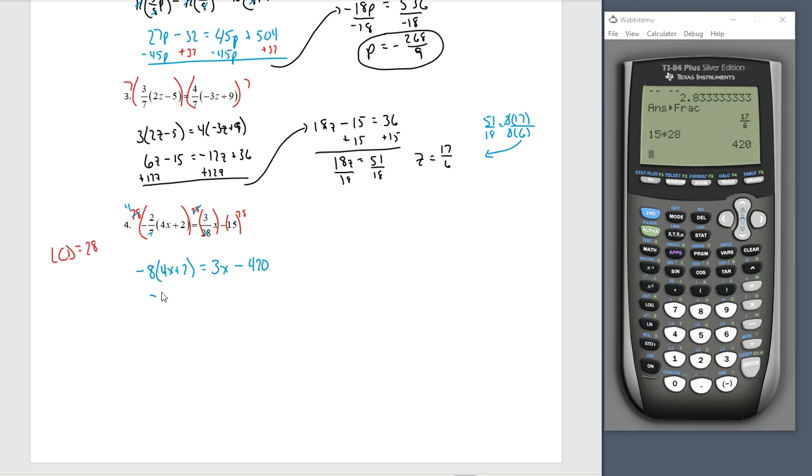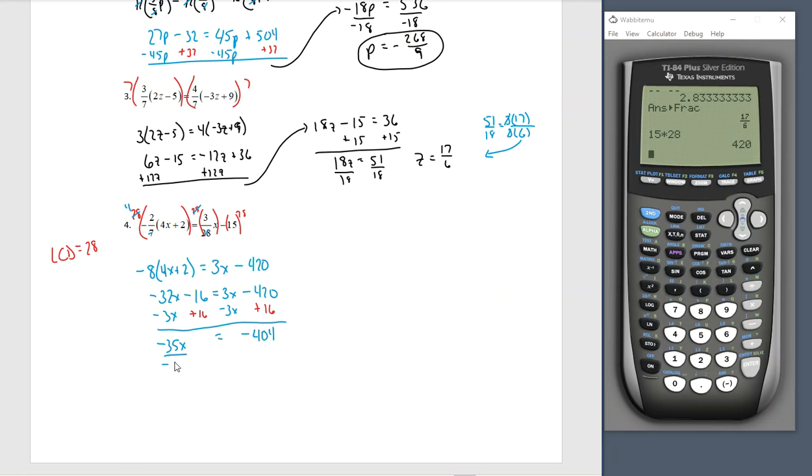All right, so now we distribute. Negative 8 times 4x is a negative 32x. This is a 2. It looks like a 7, so let me fill that in there. Negative 8 times 2 is a minus 16. Equals 3x minus 420. Let's go ahead and subtract 3x from both sides. We'll get a negative 35x. I'm all for saving room, so I'm going to add 16 at the same time. And we'll get equals a negative 420 and a positive 16 will be a negative 404.